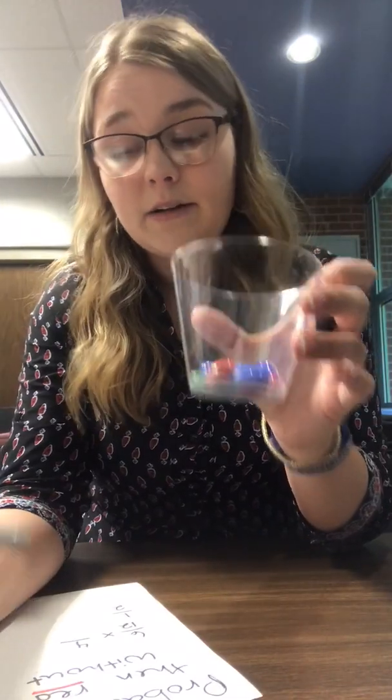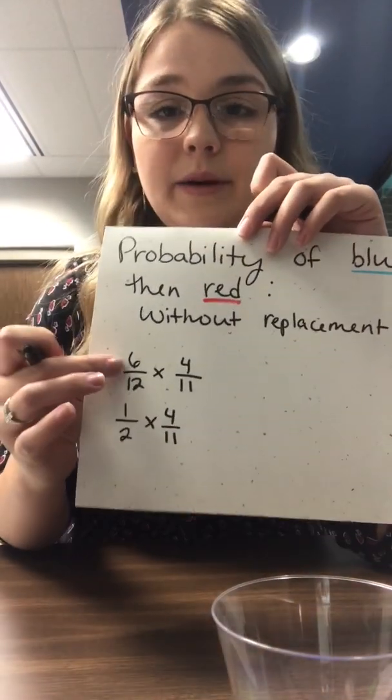All right. Okay, so first color is blue, and the blue was 6/12. So let's do 6/12, and that reduces to 1/2. Then we're going to multiply that by red, which was 4. There were 4 reds, but since it was without replacement and we have already drawn this blue out, there are 11 left in the container. So we're going to do 1/2 times 4 11ths.